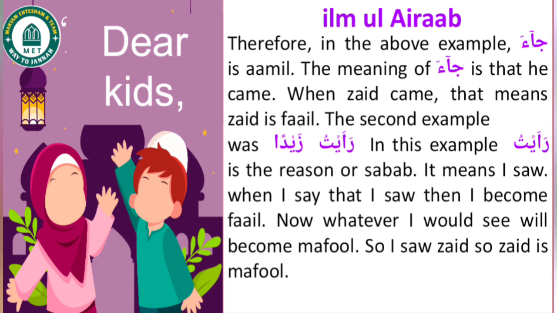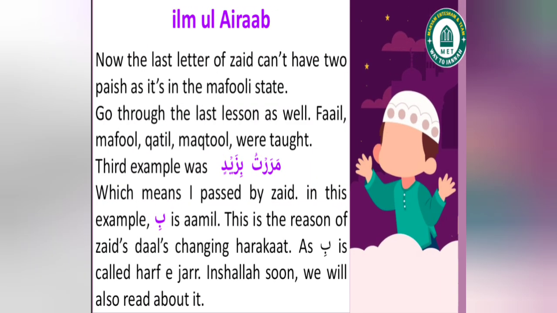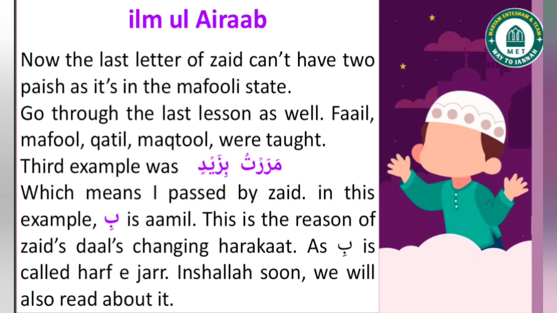The second example was Ra'aytu Zaydan. In this example, Ra'aytu is the reason or sabab. It means I saw. When I say that I saw, then I become fa'il. Now, whatever I would see will become maf'ul. So I saw Zayd, so Zayd is maf'ul. Now, the last letter of Zayd can't have 2 pesh as it's in the maf'uli state. Go through the last letter lesson as well. Fa'il, maf'ul, qatil, maqtul were taught.